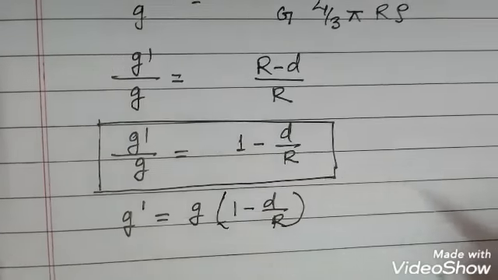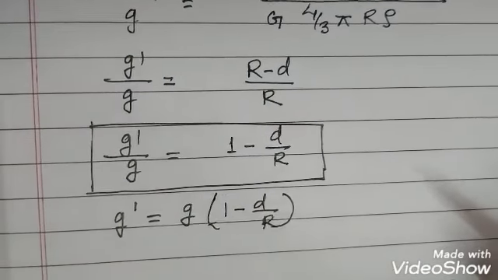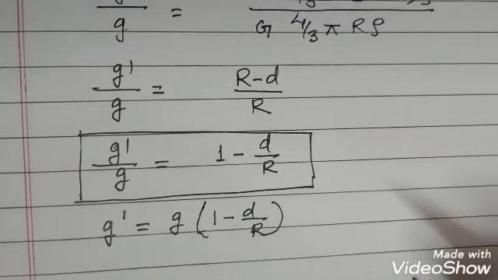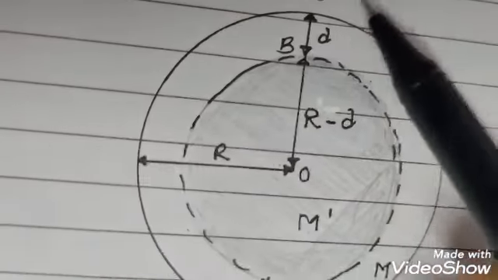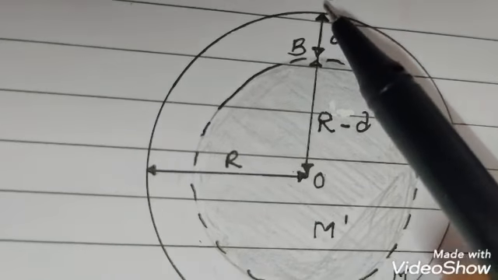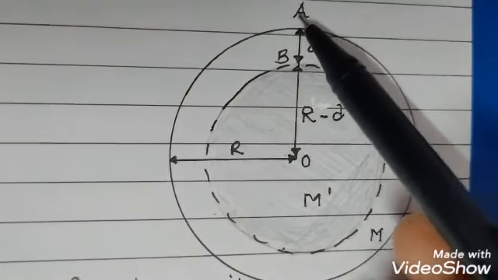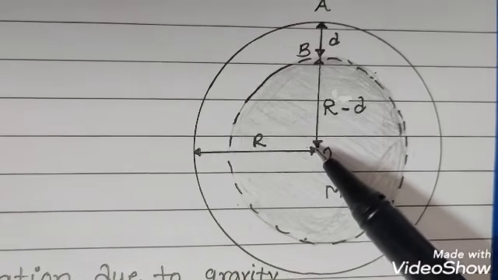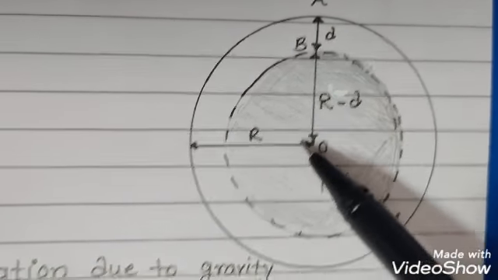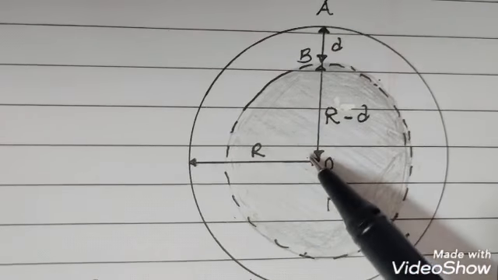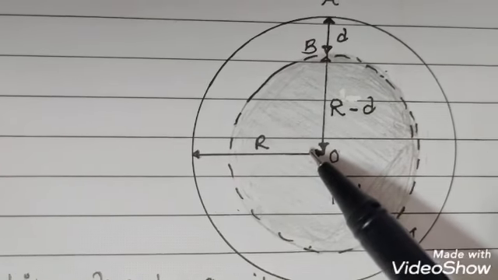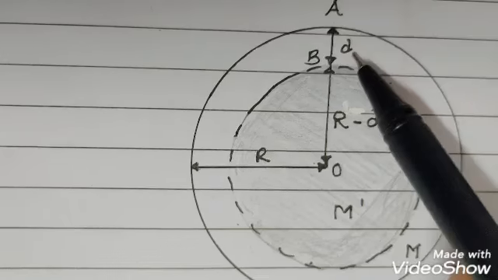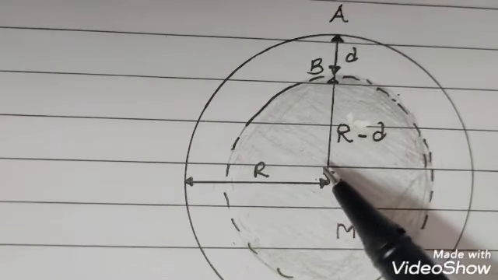This is 1 minus d upon r, and we can see the depth of the object, till what depth the object can be taken. So from A to the center of earth the object can be placed. So this much depth would be there. Anyhow the depth will not be more than r. That means the value d will always be less than r.